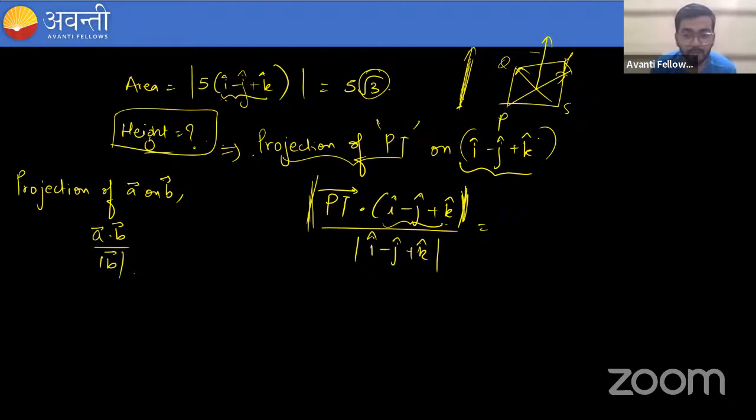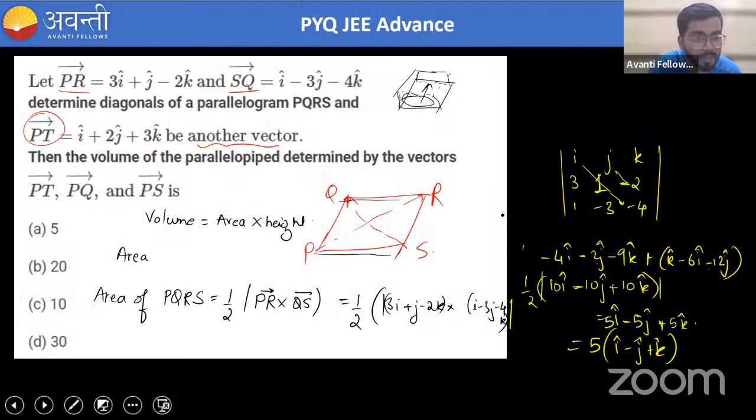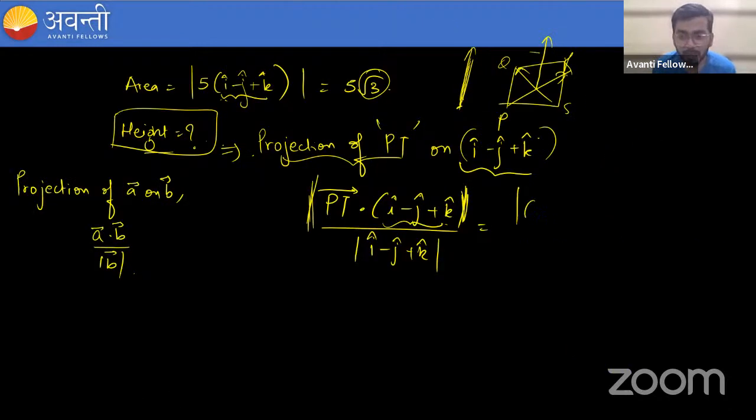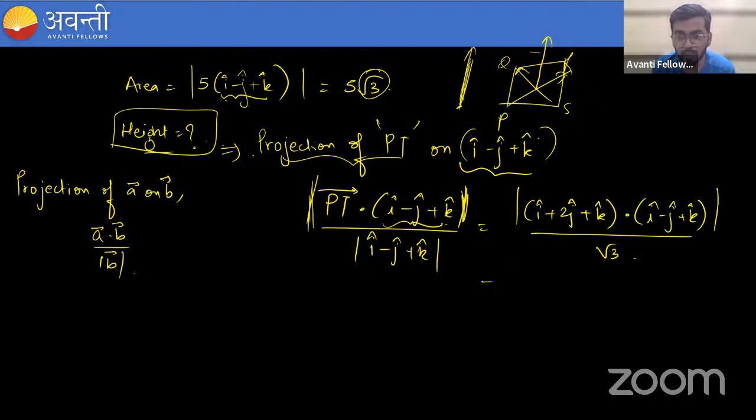So the projection of PT. What was the PT vector? The PT vector was given to us as i cap plus 2 j cap plus k cap, dot i cap minus j cap plus k cap, upon the modulus of this, which will be root 3. So this becomes 1 minus 2 plus 3 upon root 3. So 3 plus 1 is 4, minus 2 is 2, so 2 by root 3.